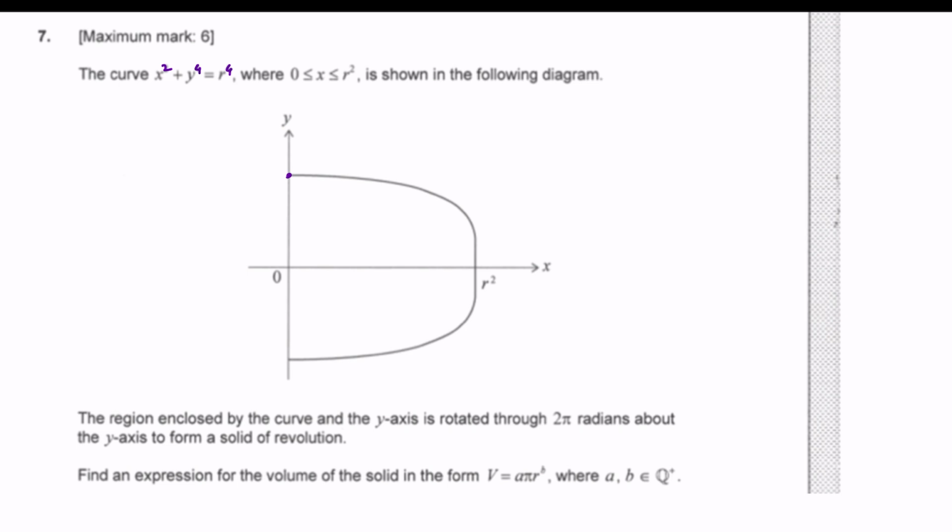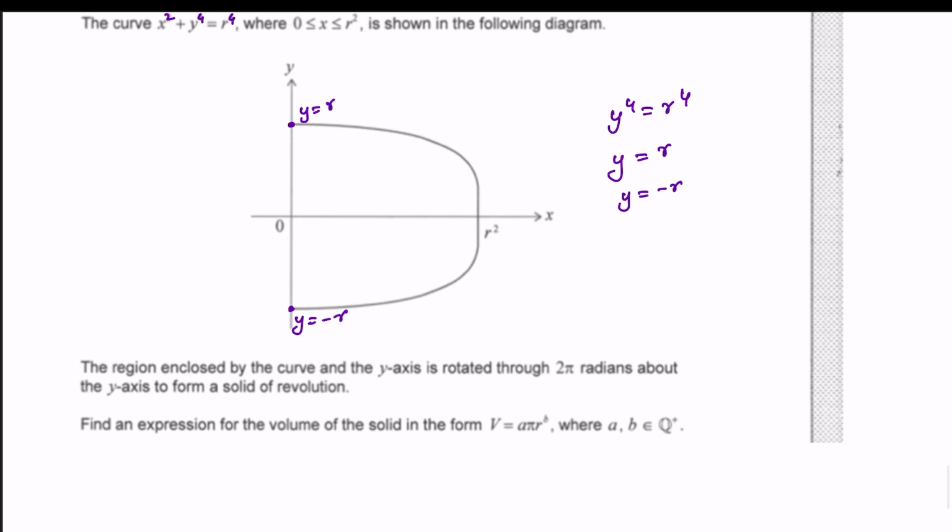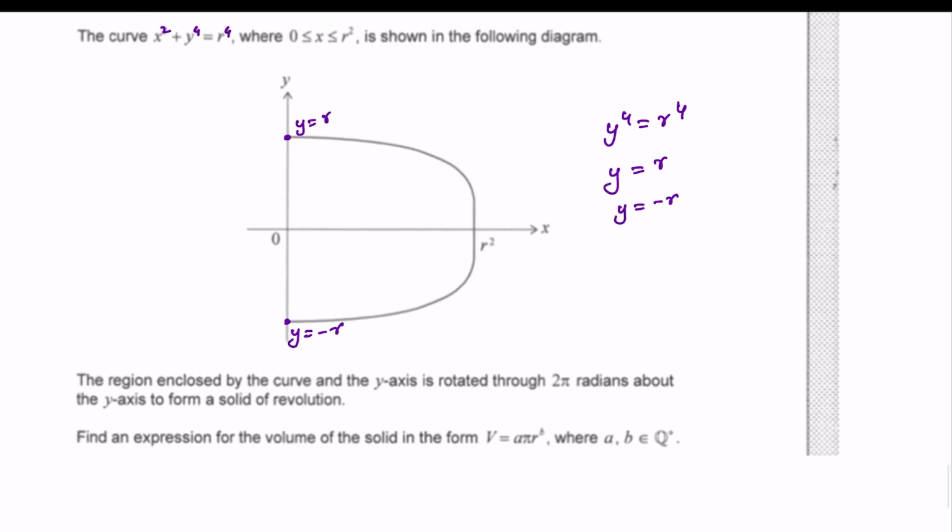Now let's find the y-intercepts. x equals 0 at these 2 points, so y to the power 4 becomes r to the power 4. So here y would be either r or minus r. This point is y equals r, and this point is y equals -r. Now we are revolving it about the y-axis, not the x-axis. When the volume of revolution is done about the y-axis, the equation would be the integral of f of y whole squared dy.